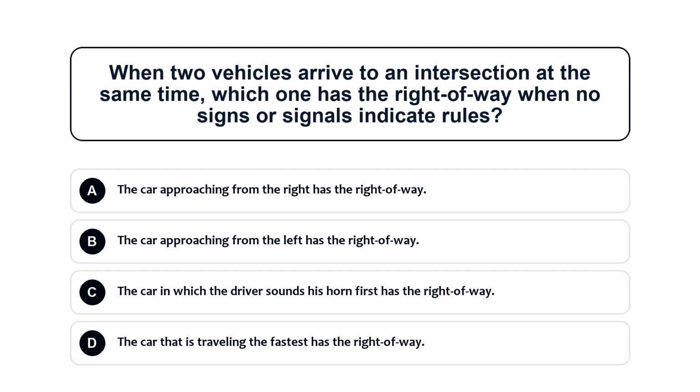Question 7. When two vehicles arrive to an intersection at the same time, which one has the right-of-way when no signs or signals indicate rules? Option A, the car approaching from the right has the right-of-way. Option B, the car approaching from the left has the right-of-way. Option C, the car in which the driver sounds his horn first has the right-of-way. Option D, the car that is traveling the fastest has the right-of-way.